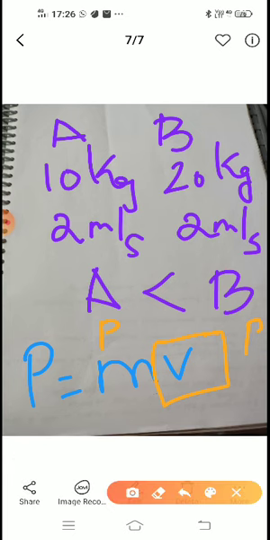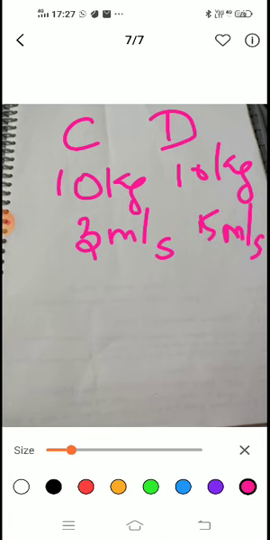Now let us go for the second category. Again let me take two different boys, C and D. The mass is the same, 10 kg for each. Now the velocity: one is running with 3 meter per second and the other boy is running with 5 meter per second. Therefore, what is the momentum formula?